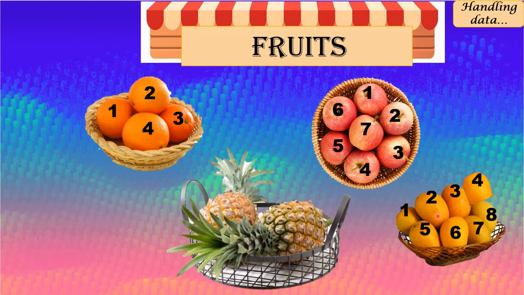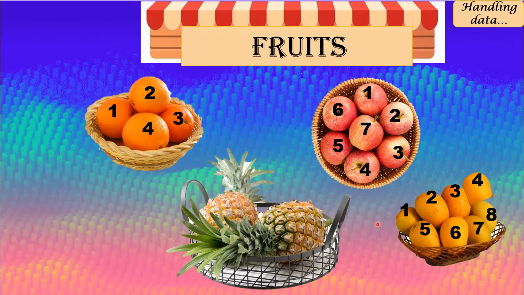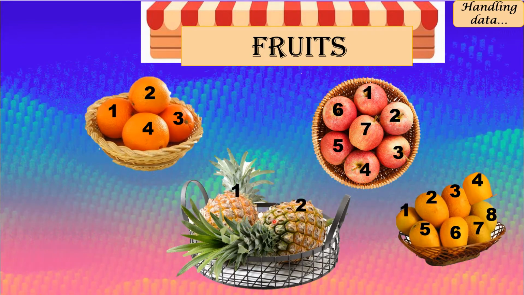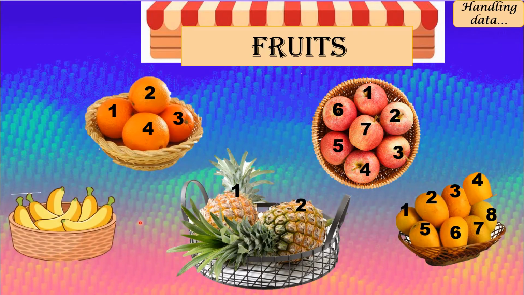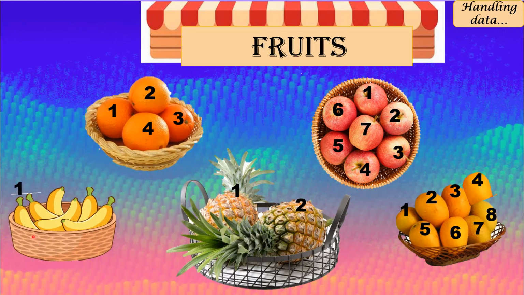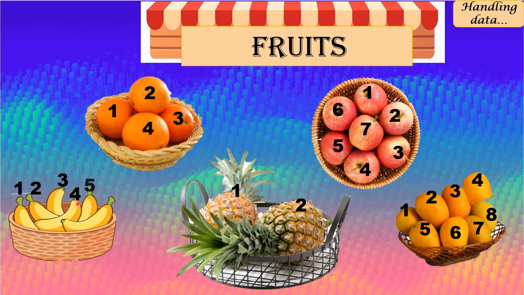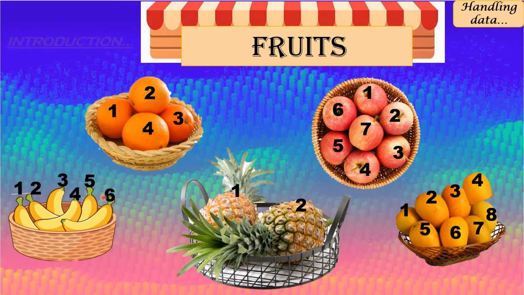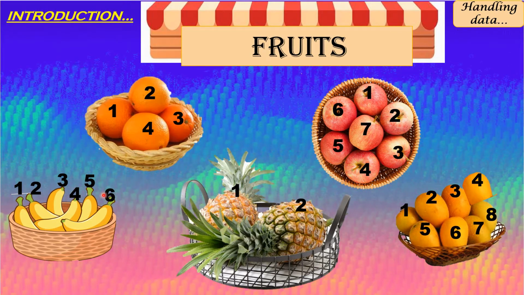Now the other fruit here. What is this? Yes, it's a pineapple. So students, how many pineapples are there? 1 and 2. So there are 2 pineapples. Now the next fruit here. Yes, it's bananas. 1, 2, 3, 4, 5, 6. So how many bananas are there here? 6 bananas. So students, it's just information, like an introduction.